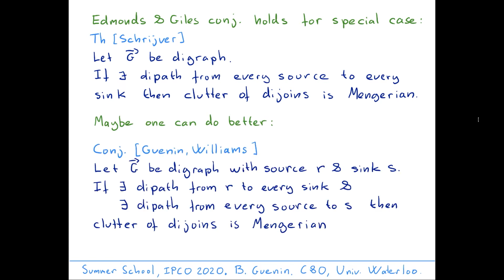In fact, you have the following conjecture. The conjecture is that all you need is to have one source that has directed paths to all the sinks, and to have one sink that has directed paths from all the sources. So this is a much weaker condition, and this problem is wide open.